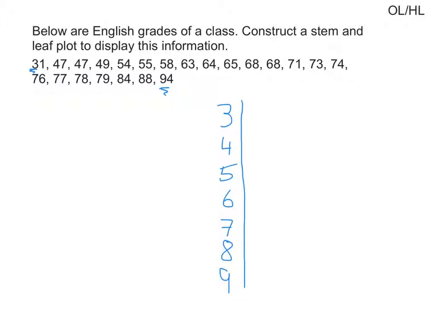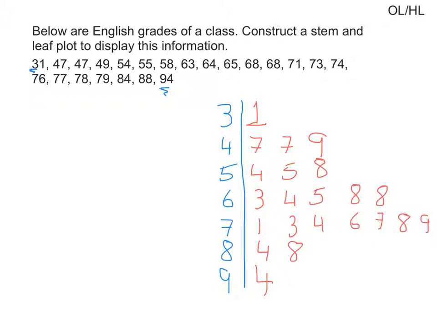Next thing we want to look at is the leaves. So for our stem of 3, we have one number, 31. So we write down 1. For the stem of 4, we have 3 numbers. We have 47, 47, and 49. So our leaves are 7, 7, and 9. And we do this for the entire data set.